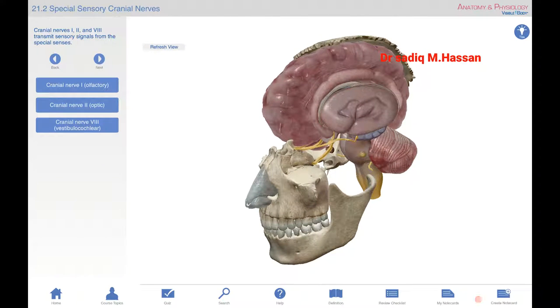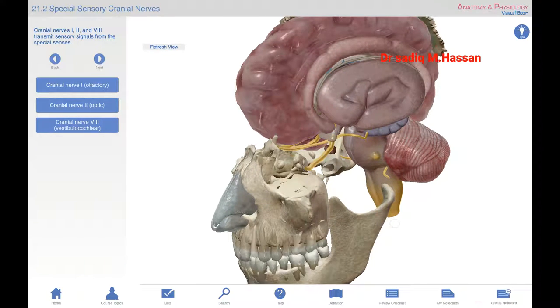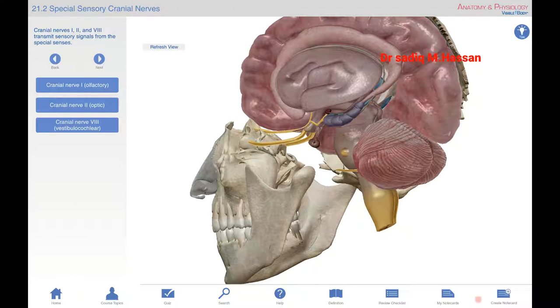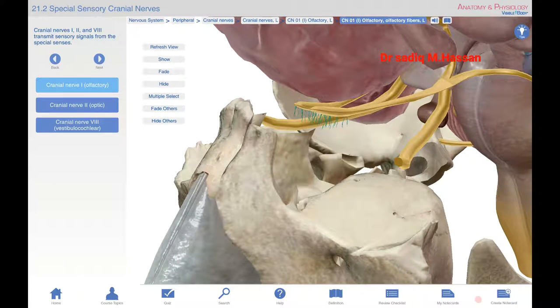So now here we have the olfactory nerve. Cranial nerves 1, 2, and 3 transmit sensory signals from the special senses. Cranial nerve number 1, number 2, number 3 transmit sensory signals from special sites. So number 1 is olfactory. So let us highlight the olfactory nerve. That is now highlighted. These small structures are cranial nerves, as you see here.